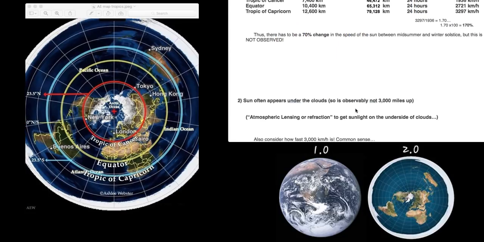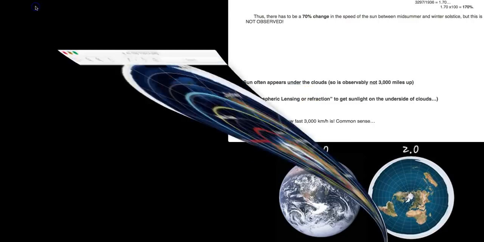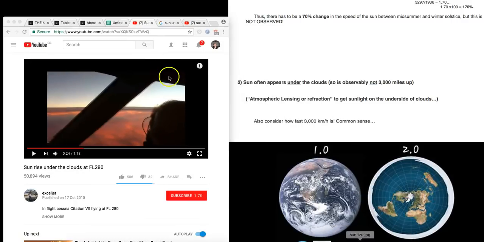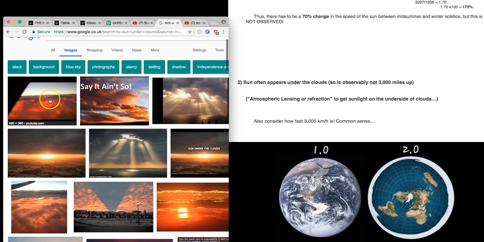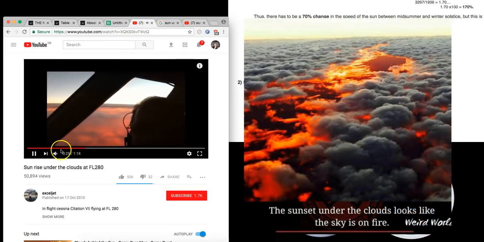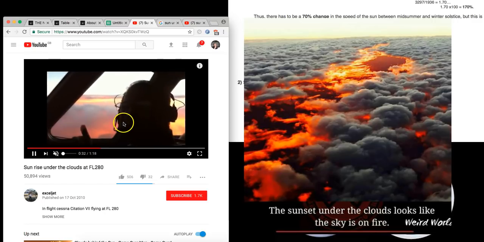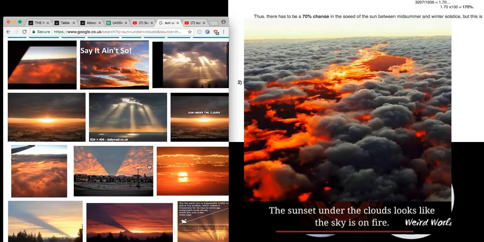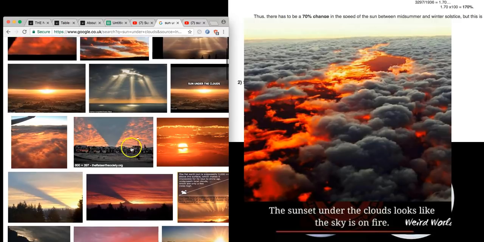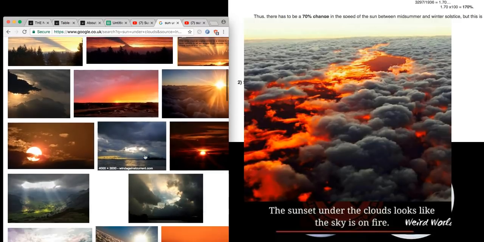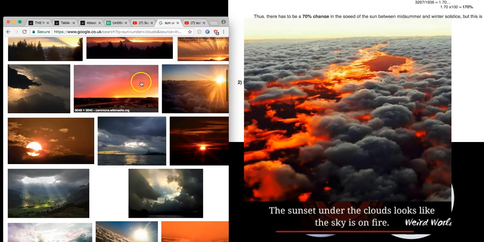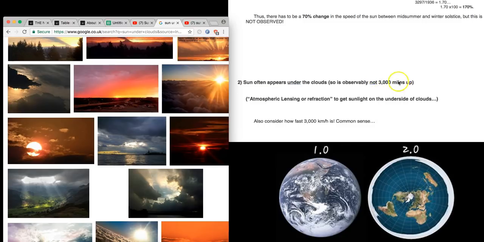So second point, moving on. We'll often see the sun appearing under clouds. A quick Google search will show that. You see there's a video of a pilot here. He's flying above the clouds, and he sees the sun under the clouds. There's numerous videos like this. Lots of pictures. Sun's under the clouds, behind the clouds, under the clouds there again, behind the clouds. I mean, in the circle model, the sun is supposed to be 3,000 miles up, and circling round and round, but that's clearly not the case. These airplanes are not flying at 3,000 miles up; they're flying at 38,000 feet, more or less.